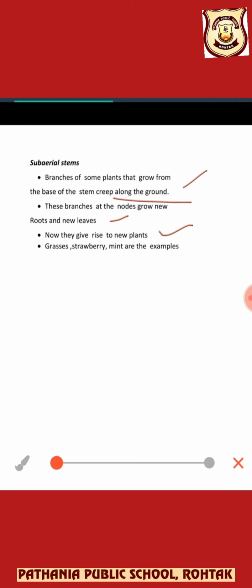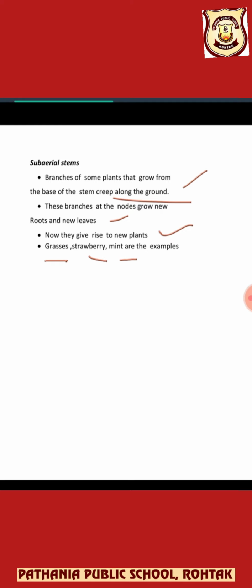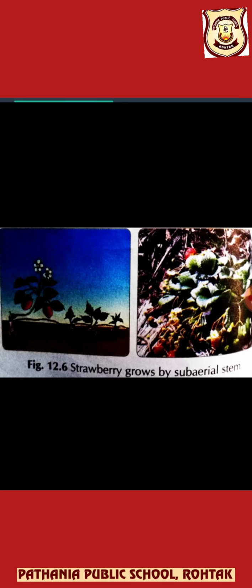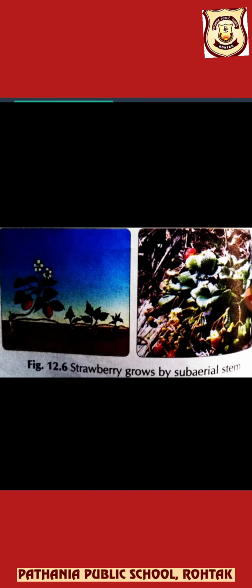It takes place in the case of grass, strawberry, and mint, which are very good examples of subaerial stem. You can see in the picture the strawberry that is growing by the subaerial stems. It is growing near the ground, and it will grow into a new plant.